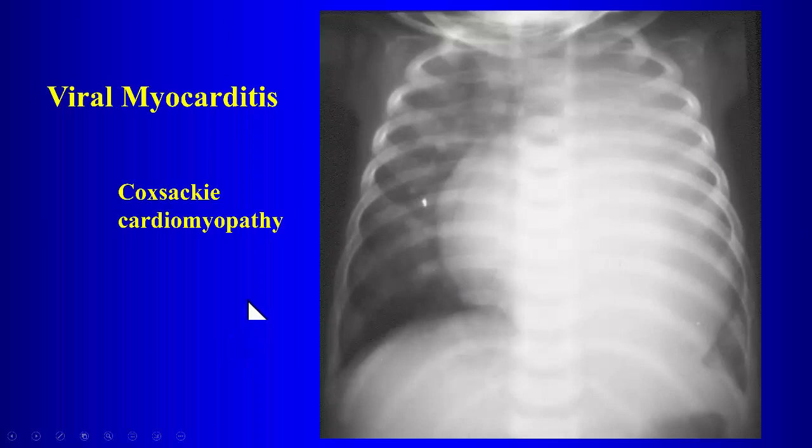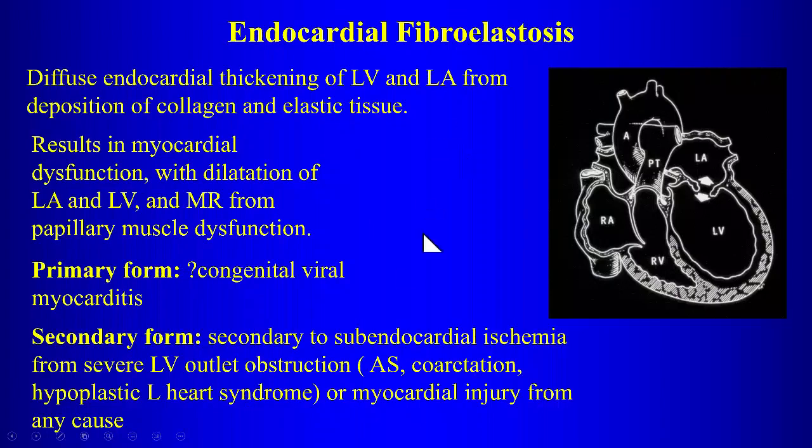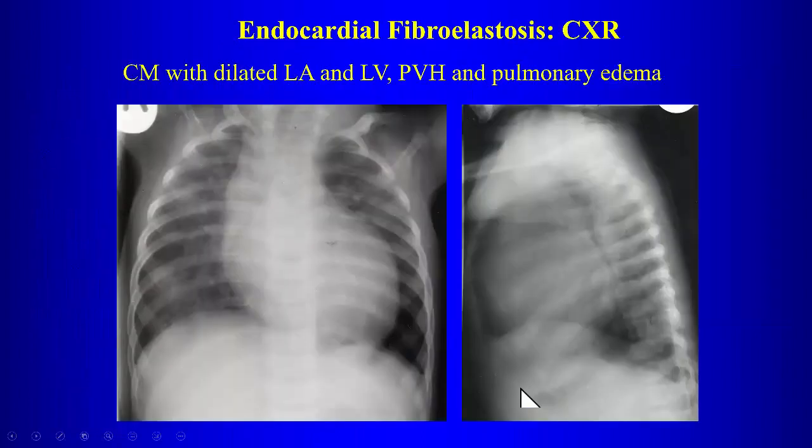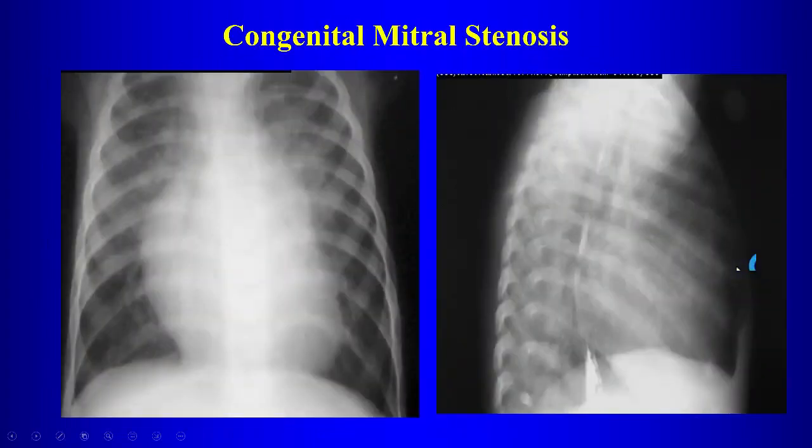So cardiomyopathies from infection, viral myocarditis, that can do it. This condition called endocardial fibroelastosis is where there's diffuse endocardial thickening. So that can result in myocardial dysfunction. The primary form can occur from congenital infection. Secondary forms can occur from severe obstruction of the ventricle, whether it's aortic stenosis, coarctation, hypoplastic left heart. This can cause damage to the endocardial lining and fibrosis, which also results in failure. So that will also give you a big heart and failure and can result in pulmonary edema.